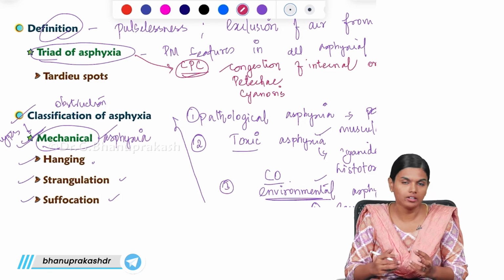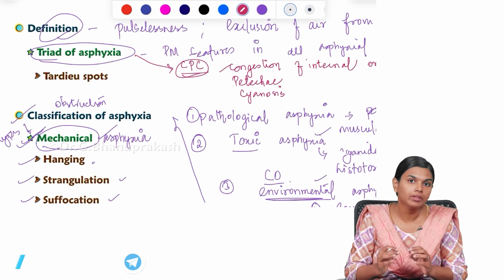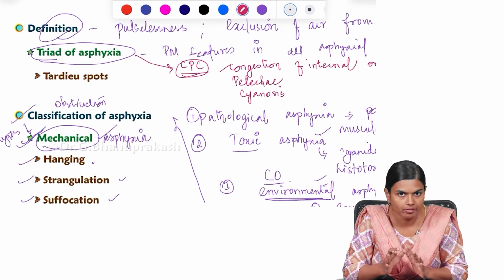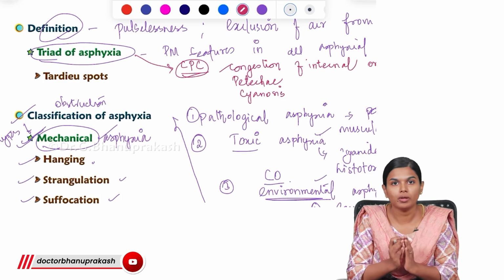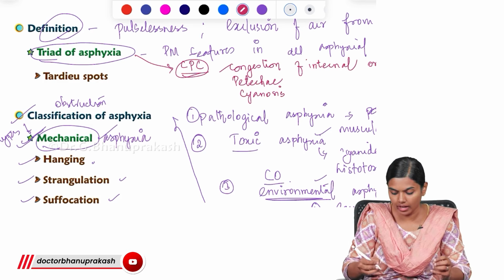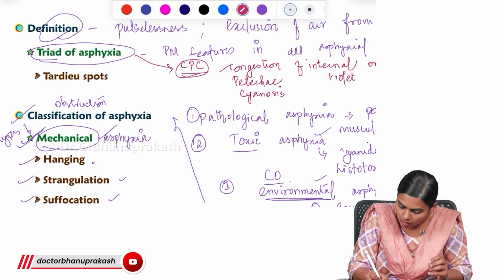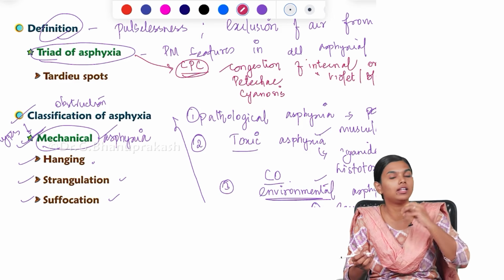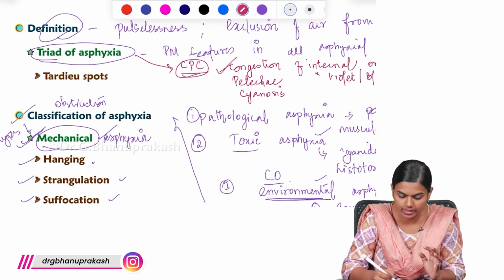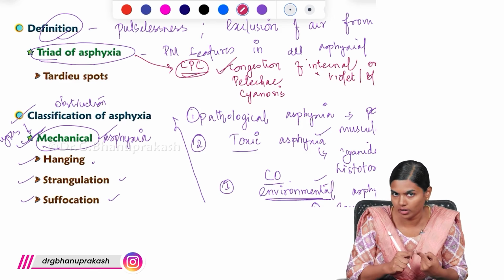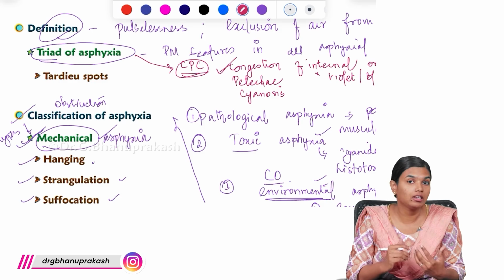Congestion of internal organs means there will be engorgement of the blood vessels. Inside the organs, all the blood will be pooling. Because of that, there will be a violet color or bluish hue. All the organs will look dark, blue or violet in color. That is what we call congestion of internal organs. This is especially seen in the lungs.